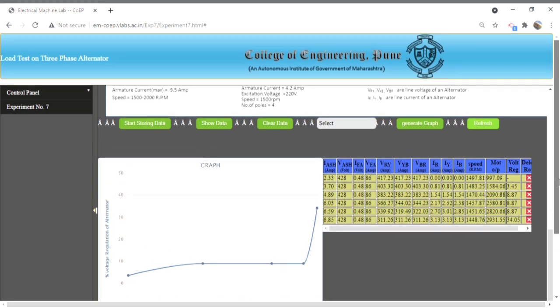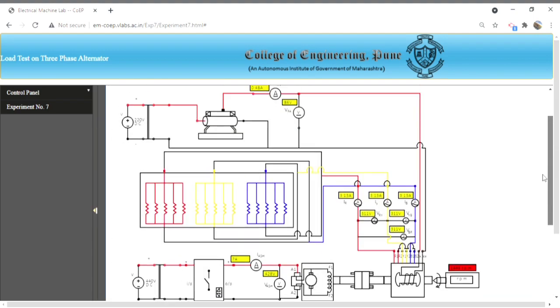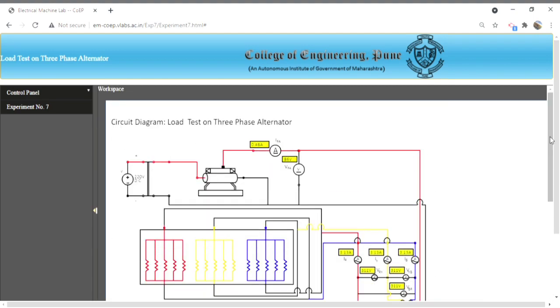Yes, this is all about the load test on three-phase alternator or synchronous generator.